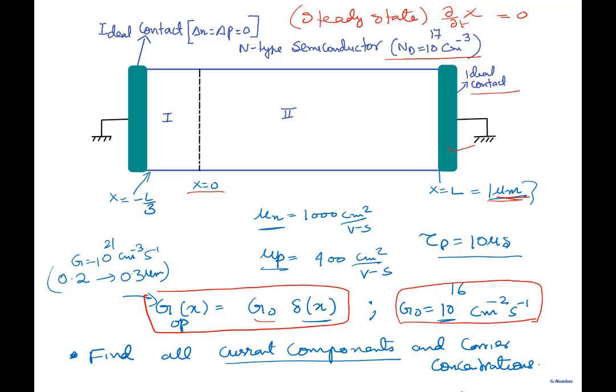N-type semiconductor, shorted. I generate electron hole pairs at x equal to 0. Will a current flow or not? No current? Why not? Why will no current flow?